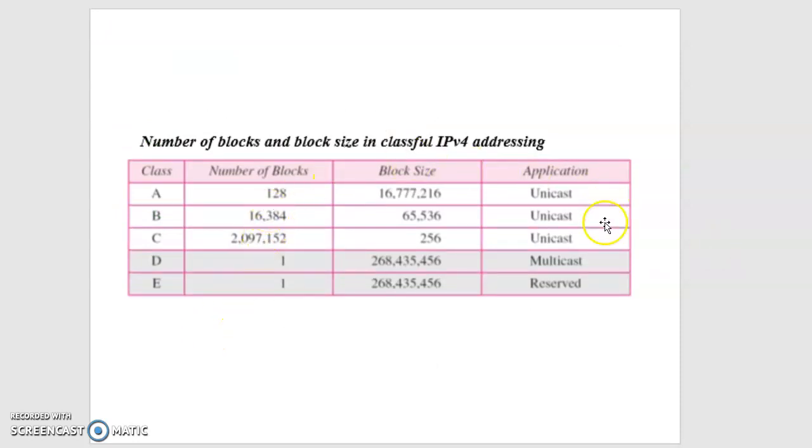Here it is given, which I have told you, that class D is for multicast, and classes A, B, C are for unicast, that is one-to-one transmission. Class E is reserved for future use. Number of blocks tells you how many unique networks there can be. As I have told you earlier, in class A, the first byte was used for net ID, that means 2 to the power 8, that is 128 networks can be there, and each block size is 2 to the power 24. In class B, it is 2 to the power 16 networks, and block size 2 to the power 16. In this way, you get to know the size of the block and how many blocks there can be.